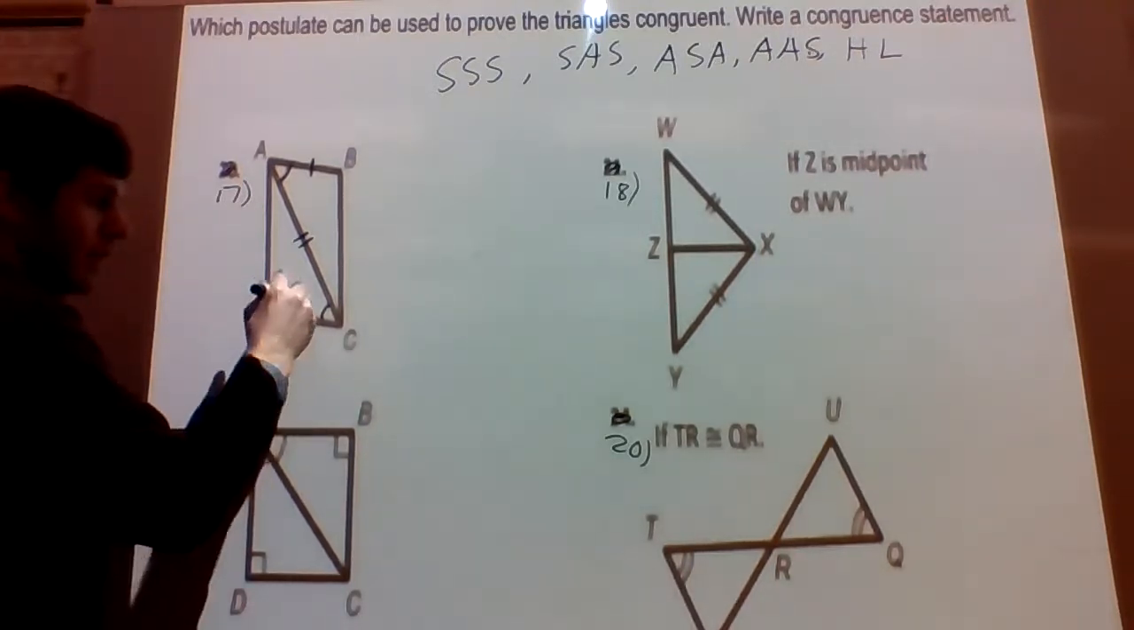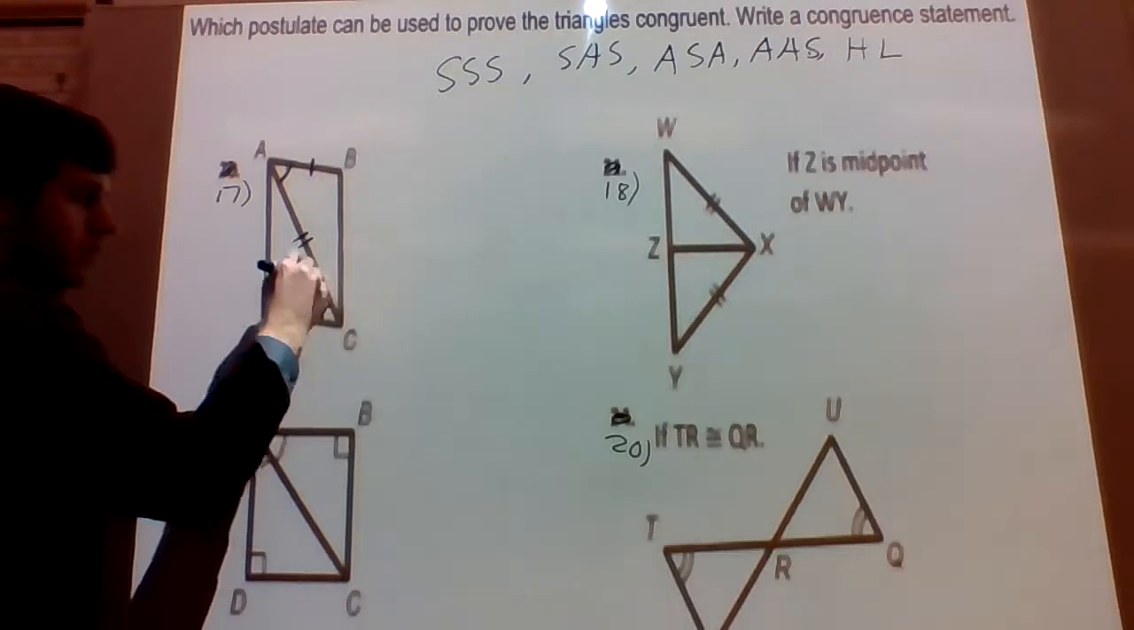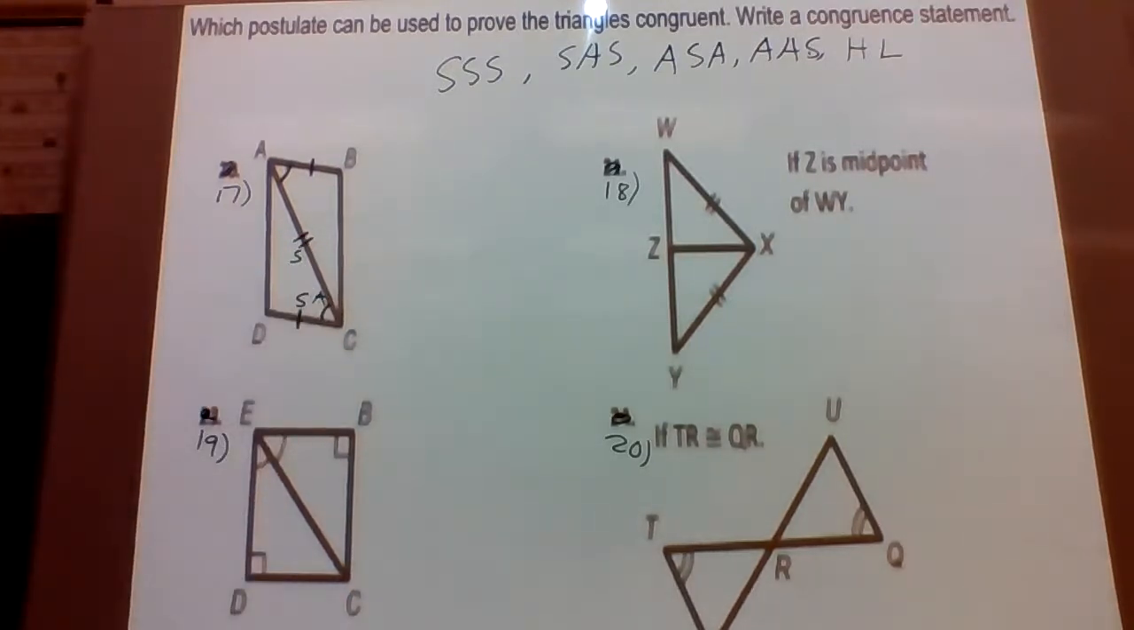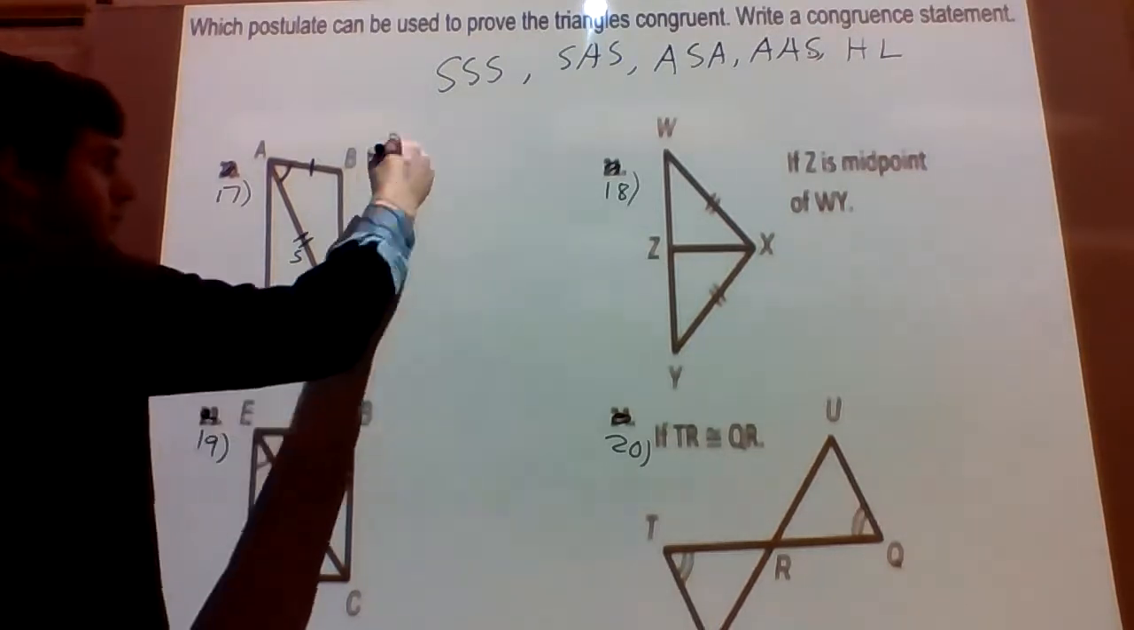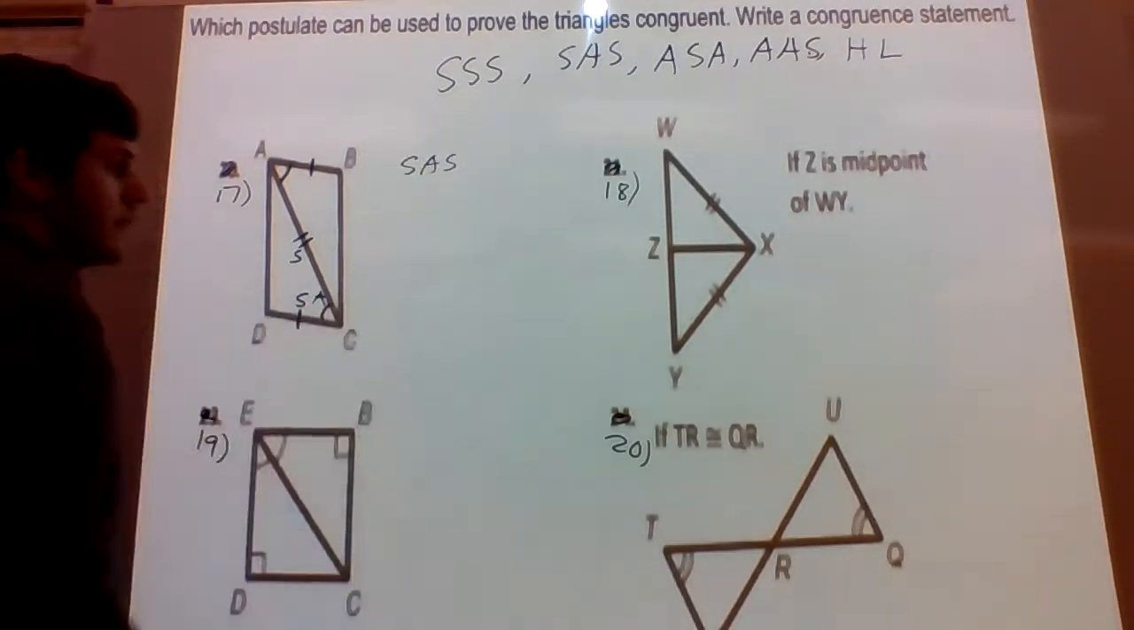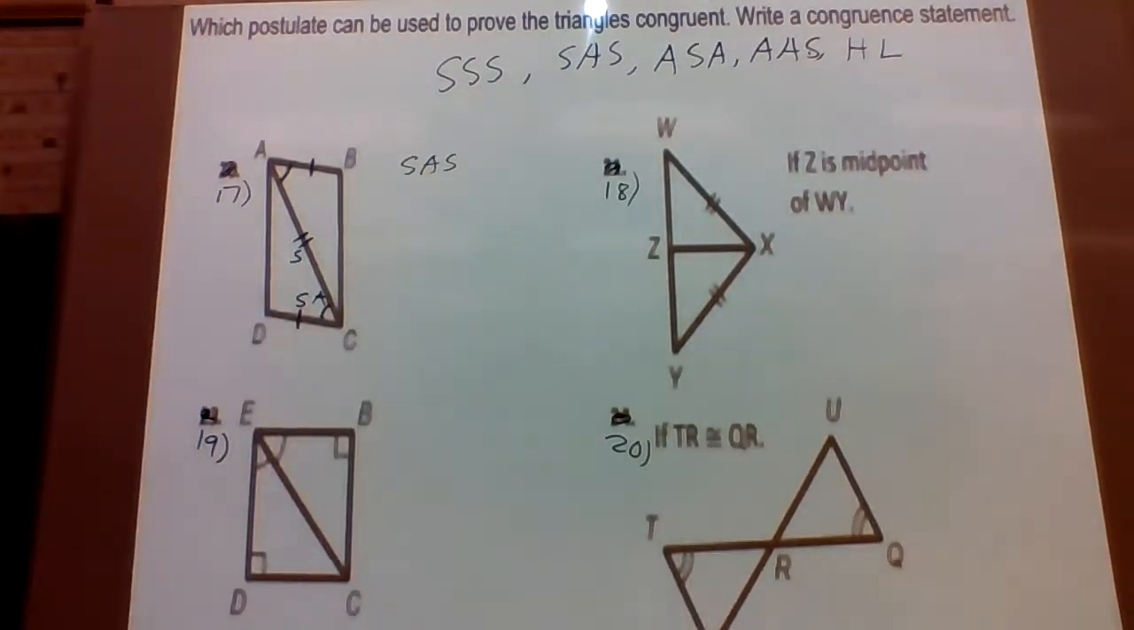Well, this is a side. This is an angle, side. Okay, so we have side, angle, side.